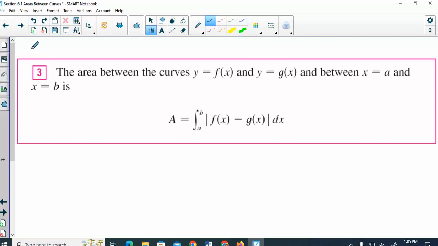I think it's still easier to figure out which one's on top, but if you mess up, that means you don't have to redo the whole thing. You just have to go back and do the absolute value of that answer and recognize that the area is always positive. Okay, I am going to stop here for today.